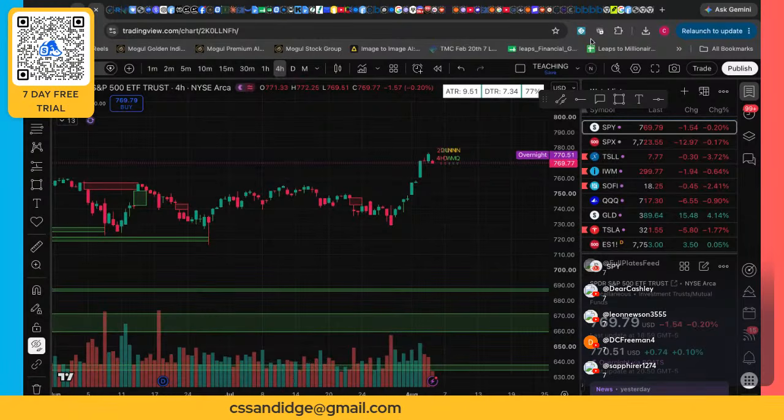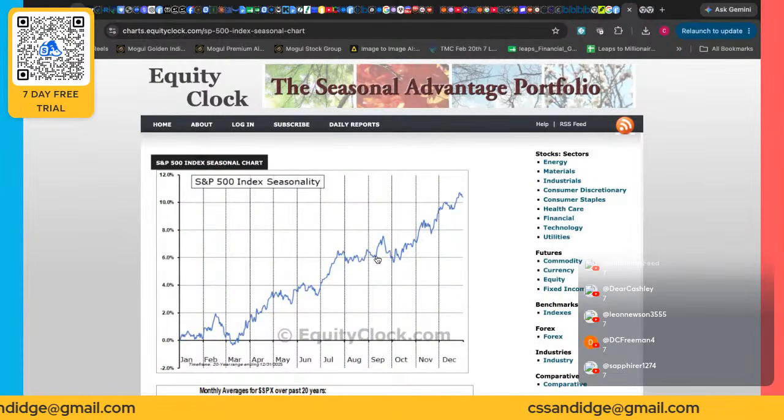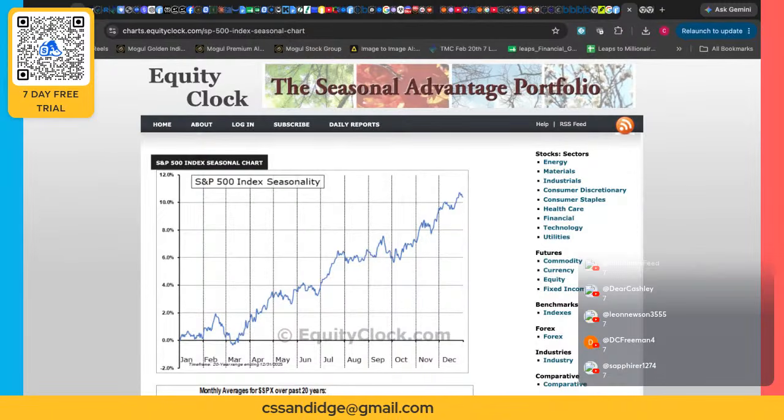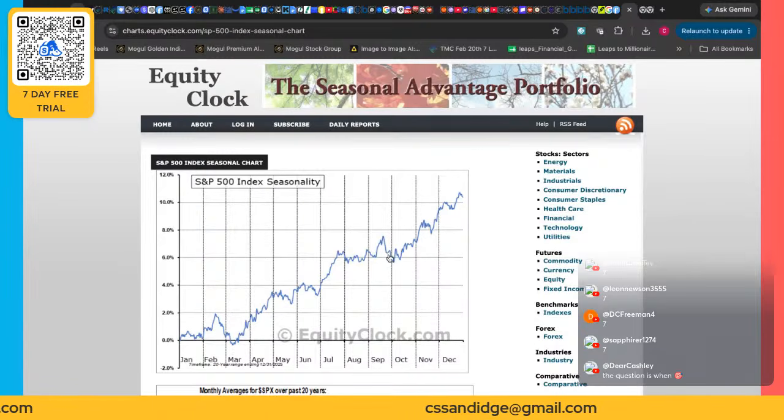We can take a look at the equity clock. If you've never seen it before, this is what it is. It gives you what the S&P did last year, seasonality. They don't always mimic each other, but it does let us know, after September, we might get a run up. We're going to get red October, but this is coming down. And then we get into that Santa Claus rally toward the end of the year.